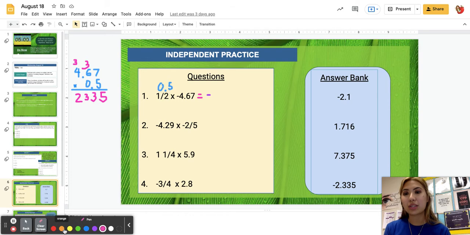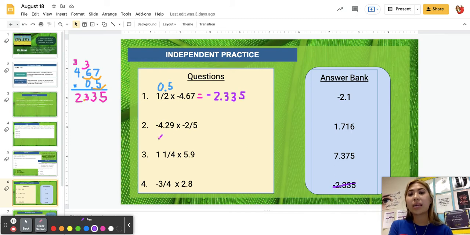What we don't have, though, is our decimal point. So in our problem, 4.67, we had to move our decimal point 2 places. But then for 0.5, we had to move it an additional place, so that's a total of 3 places. In our answer, we're starting from the right and moving to the left, in the opposite direction, 3 places. So 1, 2, 3. Our number answer is 2.335. But remember, it's going to be negative. So we have negative 2.335. And that is in the answer bank, so we know that that's correct.